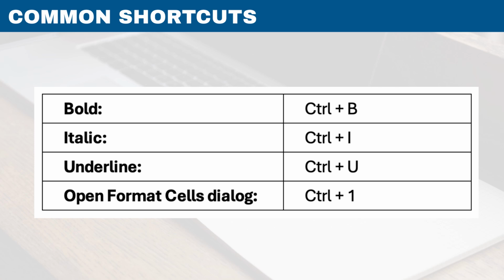To make the text in a selected cell bold, select the cell or text you want to bold and press the Ctrl and B keys simultaneously.